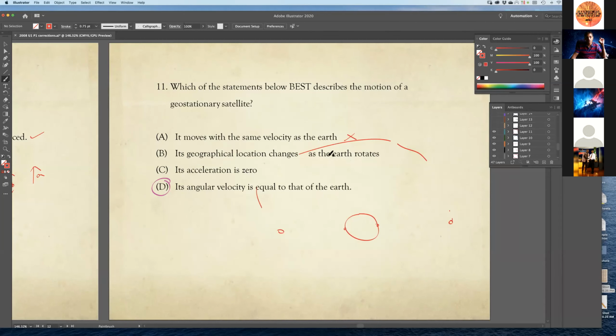The geographical location changes. Well, geostationary means that it must remain fixed. The acceleration is zero. Again, once a body is moving in a circle, you cannot have zero acceleration. There must be a centripetal acceleration. So that's clearly not going to be possible as an answer.